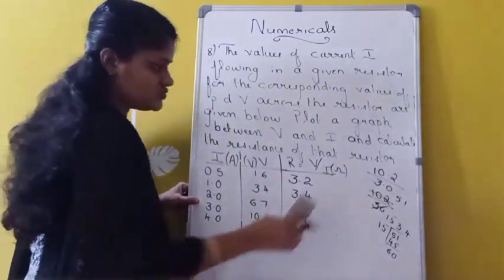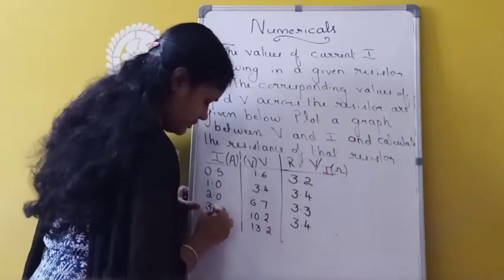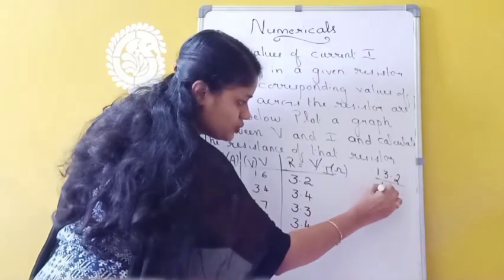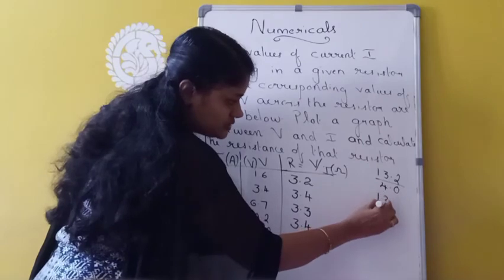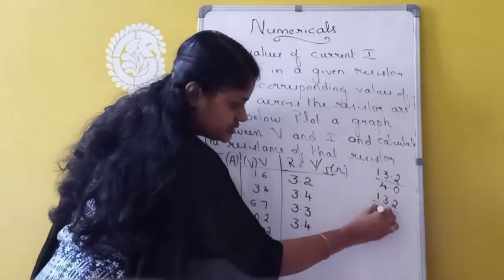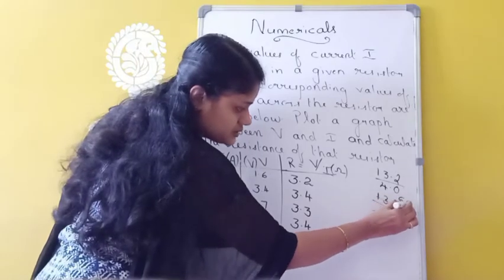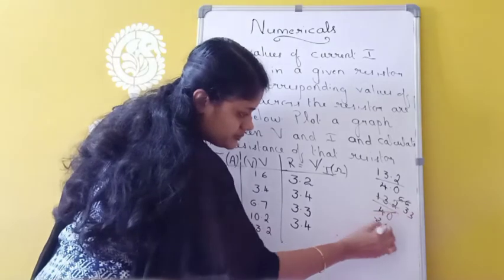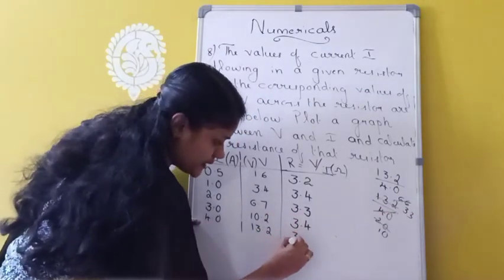Okay. Now last one. So V by I, 13.2 divided by 4.0. Here also we can multiply and divide by 10. So the decimal will be going. So 132 by 40. Divided by 2, so again we can divide by 2. So 33 by 10 means 3.3.